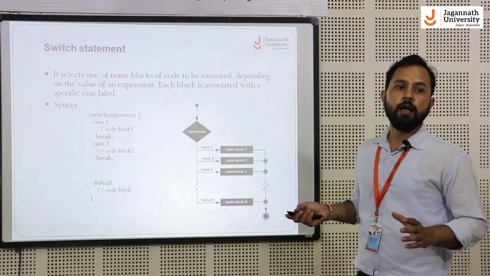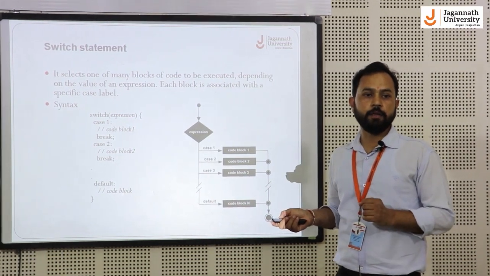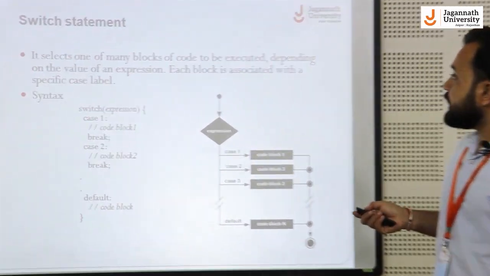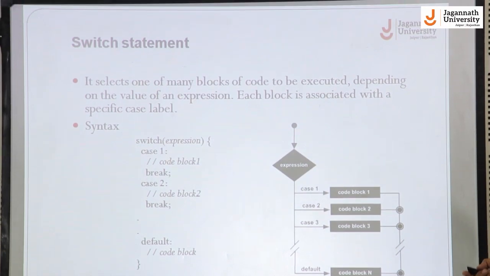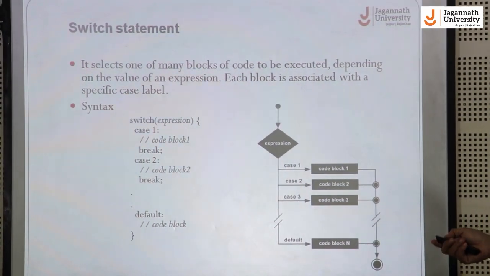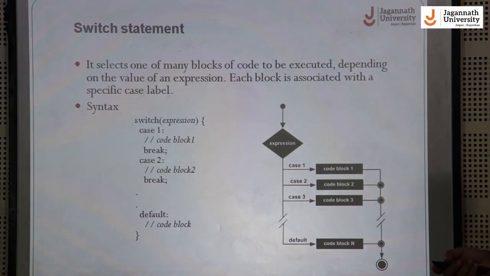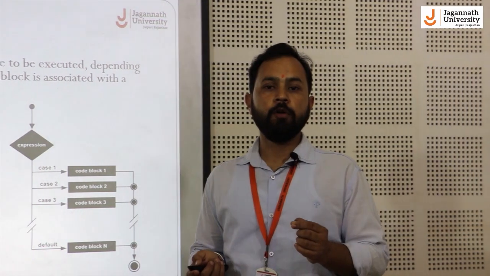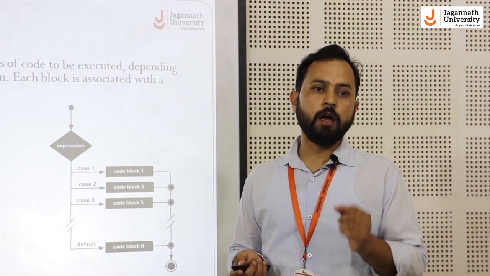So, this is the switch statement, which is another part of the decision making statements. It selects one of many blocks of code to be executed depending on the value of an expression. Each block is associated with a specific label. It means there are multiple cases, and on the basis of the value you have to execute one of the blocks.